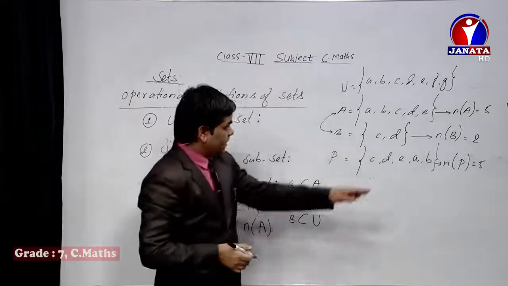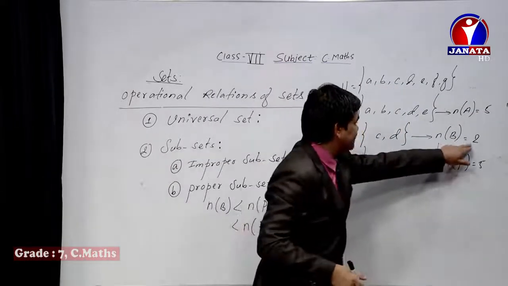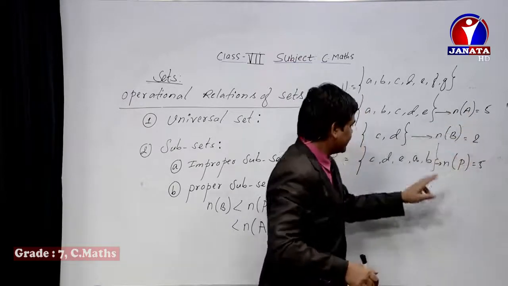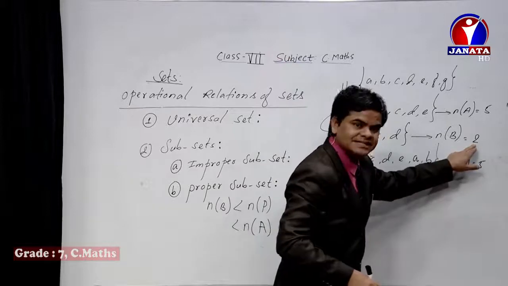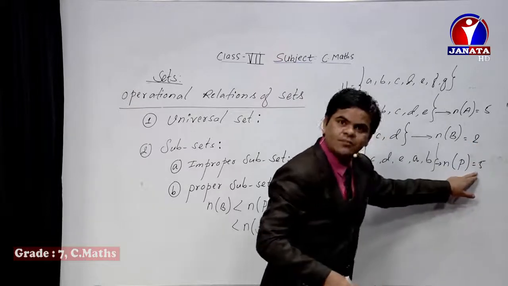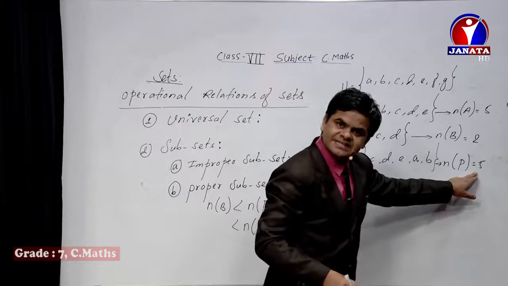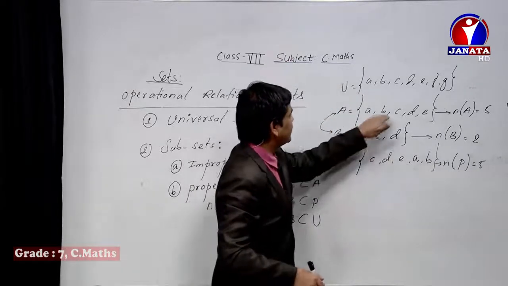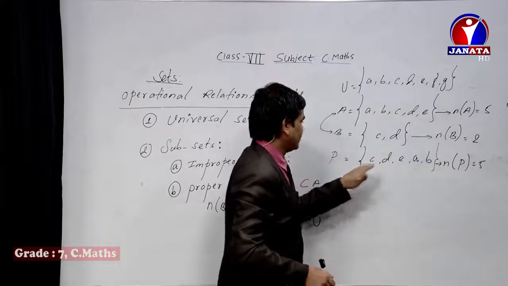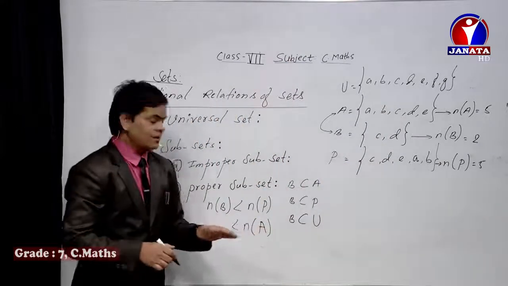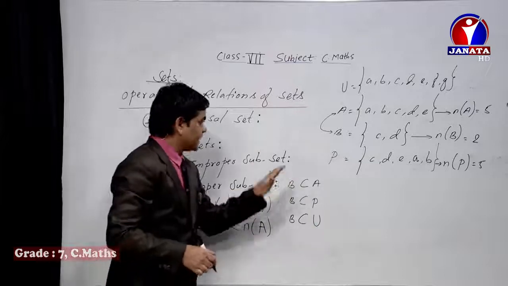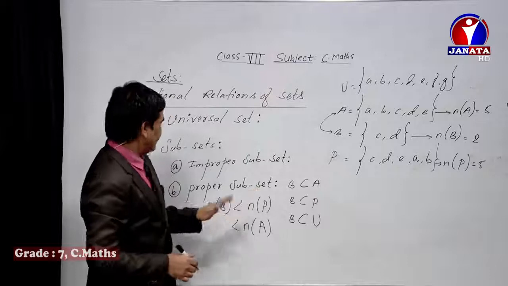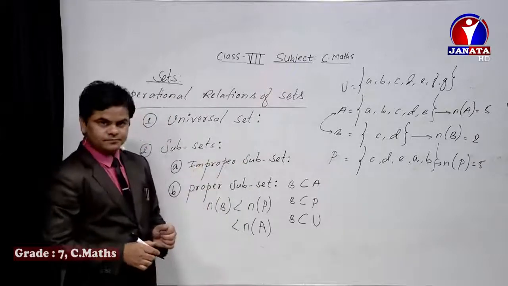Look here. The number of elements in set B is less than the number of elements in set A. Similarly, the number of elements in set B is less than the number of elements in set P. That's why, and because the elements of set B are included in A also and P also, set B is known as the proper subset of set A as well as set P. Are you clear? Now let's go to improper subset.